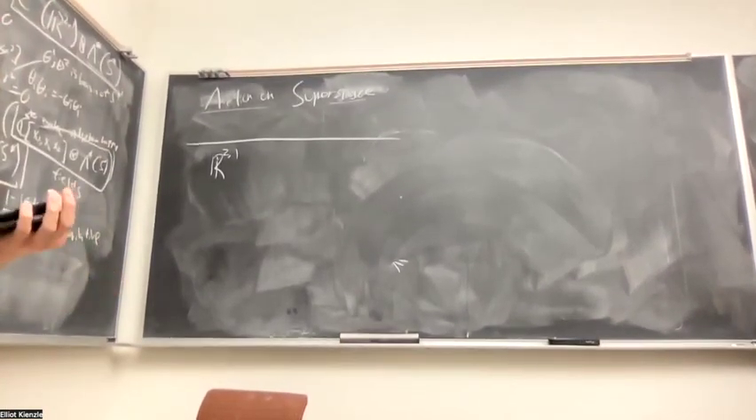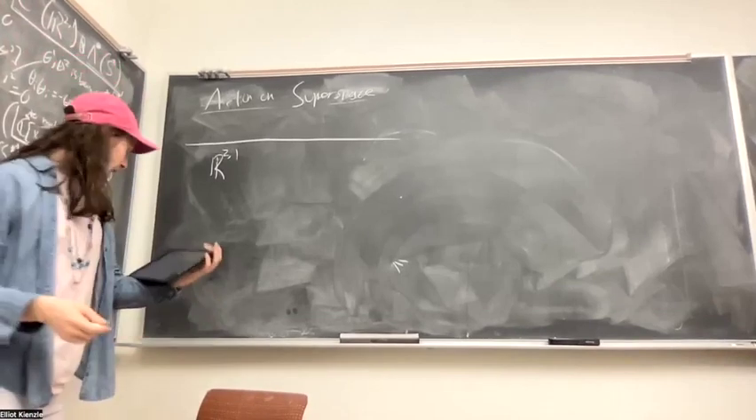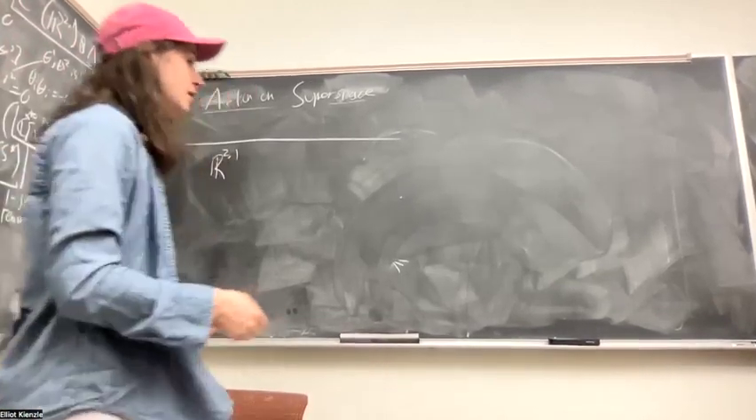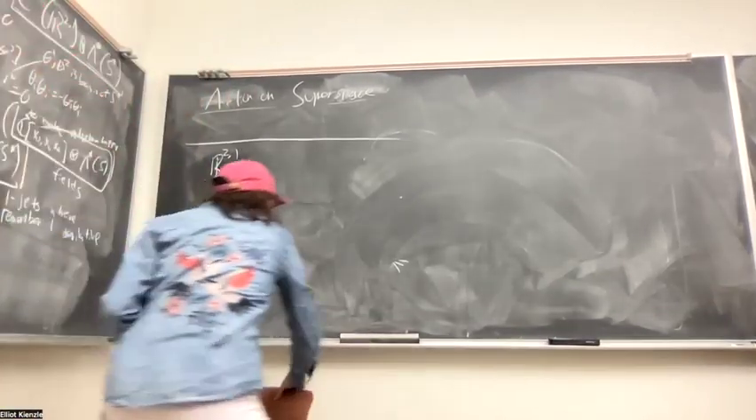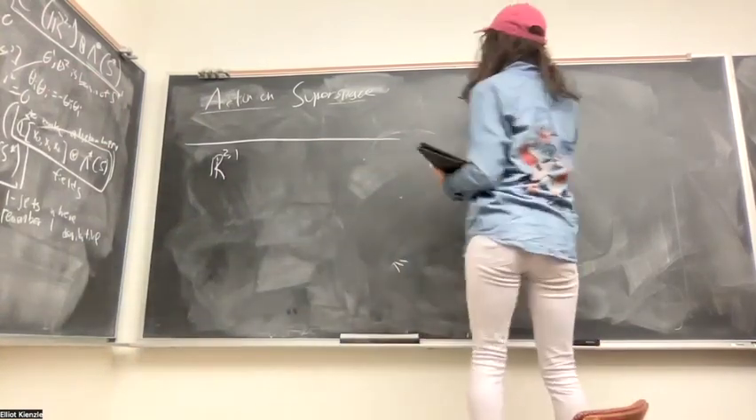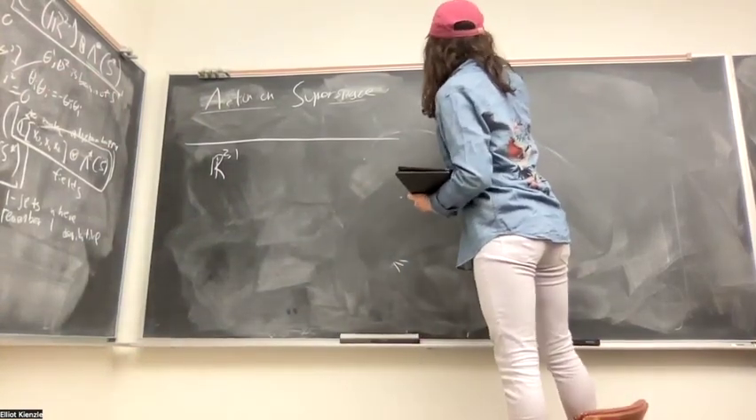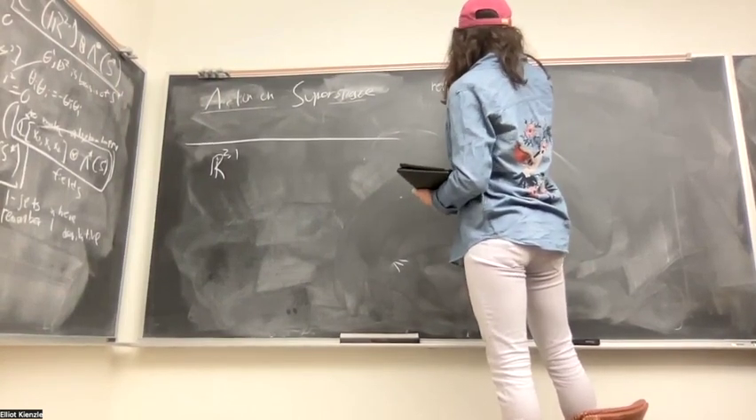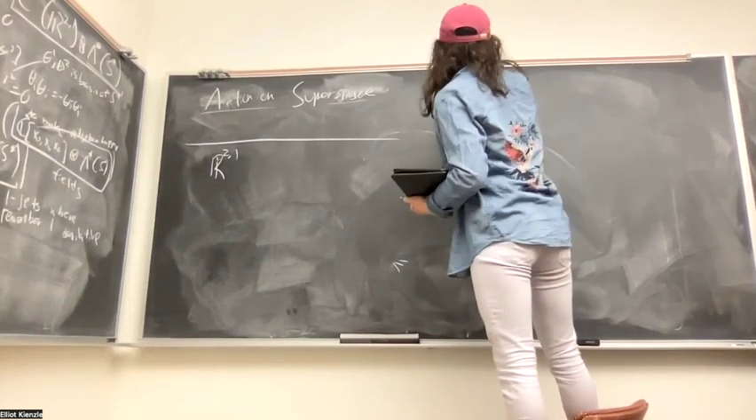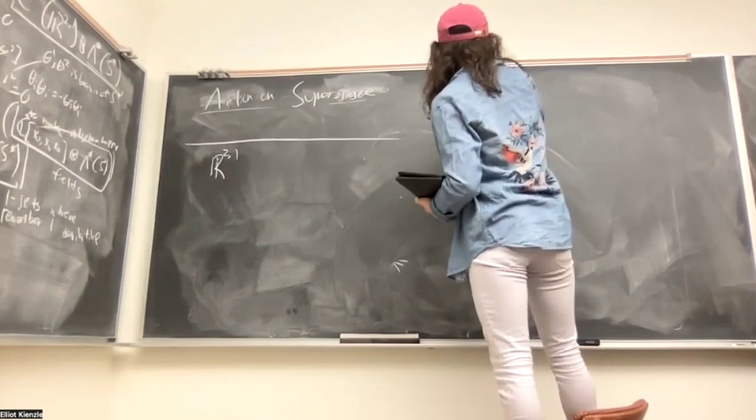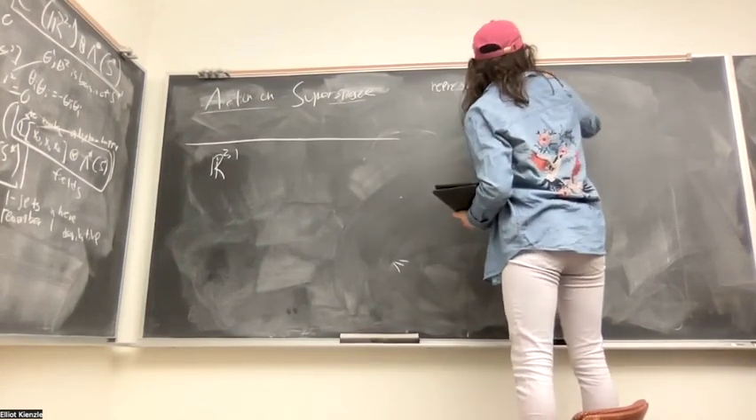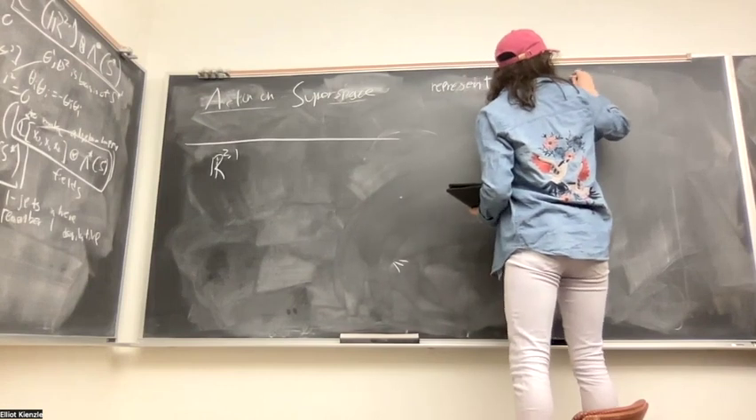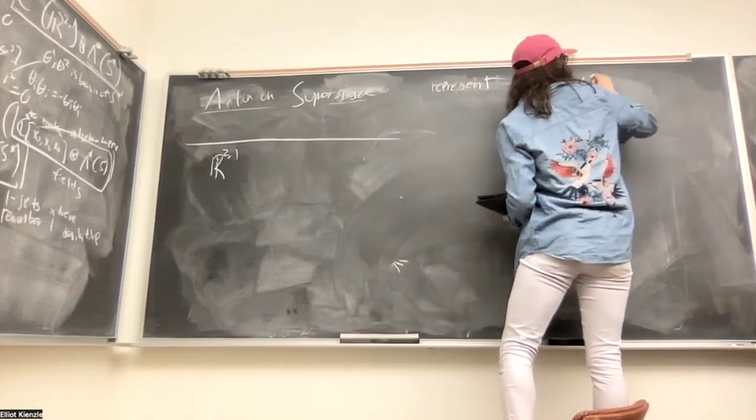I love this. So we're essentially looking at the action on superspace. And the idea is, as I was mentioning earlier, we can represent the Lie algebra of isometries as vector fields.